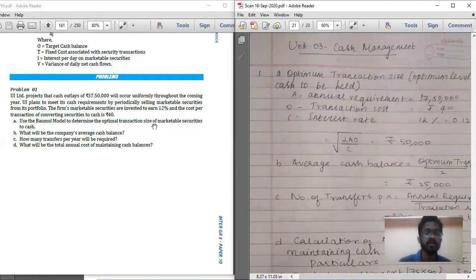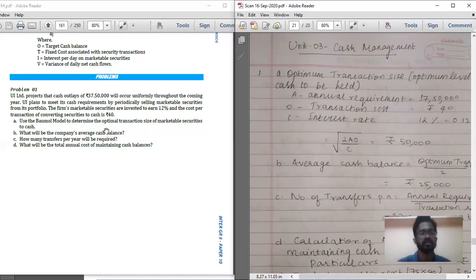Small a, what they are asking us to find is the optimum transaction size, that is Q. Within bracket, write Q. What is Q? Square root of 2AO by C. So A is annual requirement. How much is the annual requirement? 37,50,000. So record 37,50,000. And O is transaction cost. What is the transaction cost? Here it is 40 rupees. So O equals rupees 40.